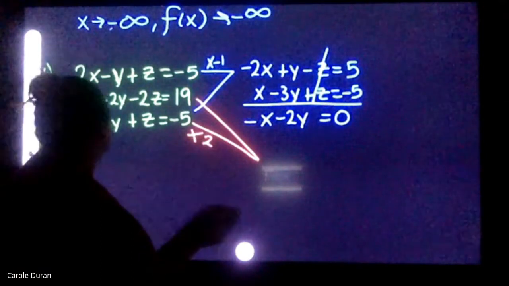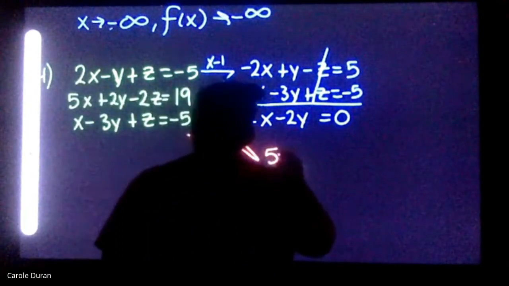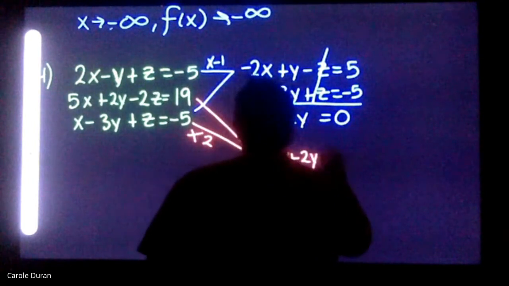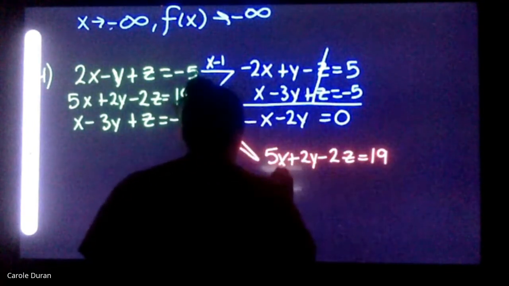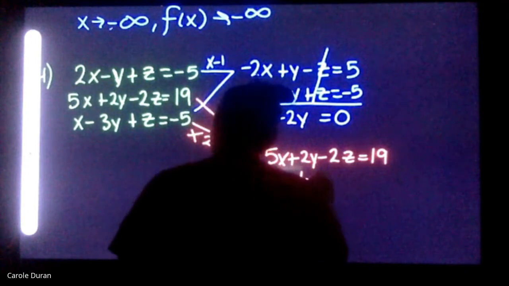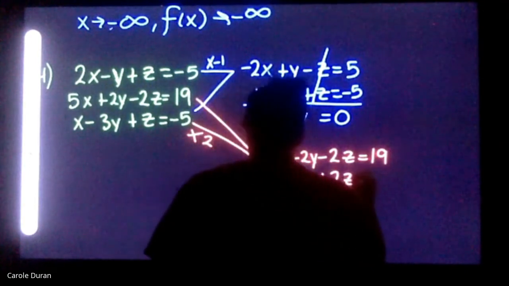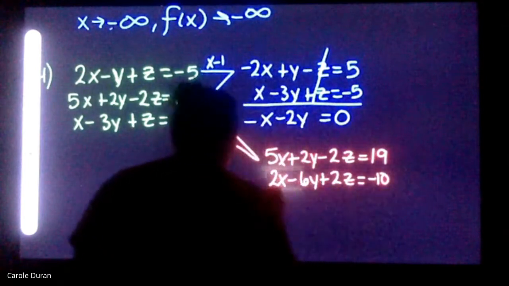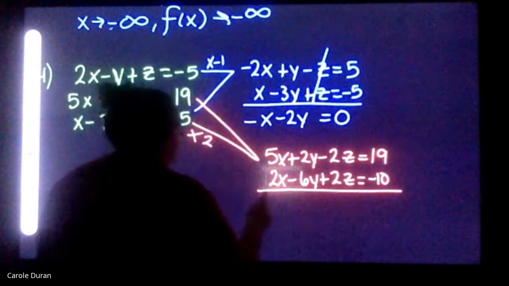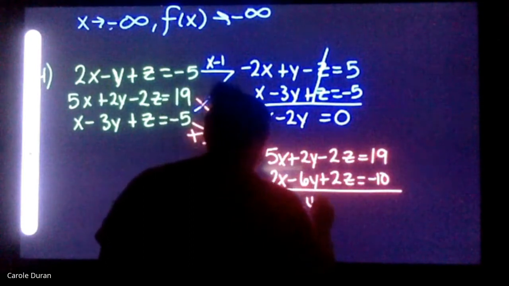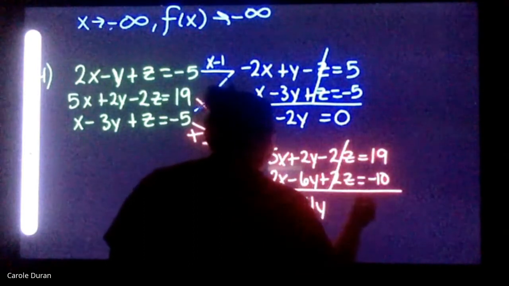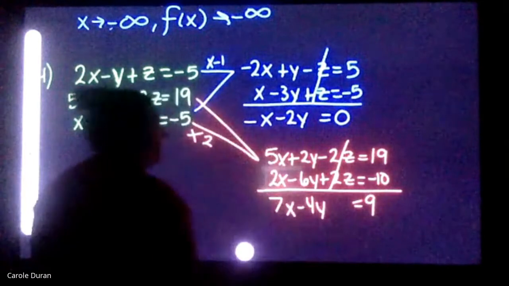So when I do this, I'm leaving that middle equation the same. And then I'm multiplying the bottom equation by 2. And then I'm adding straight down just like normal. 5 and 2 is 7. 2 and negative 6 is negative 4. Z's cancel. And then equals 9.